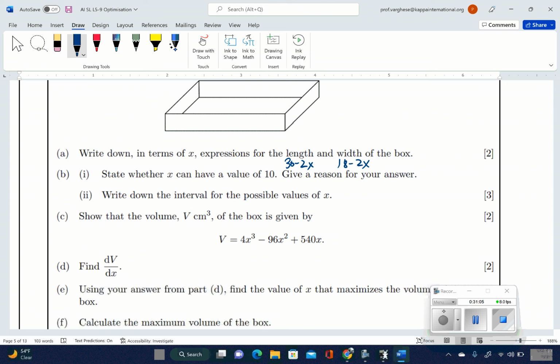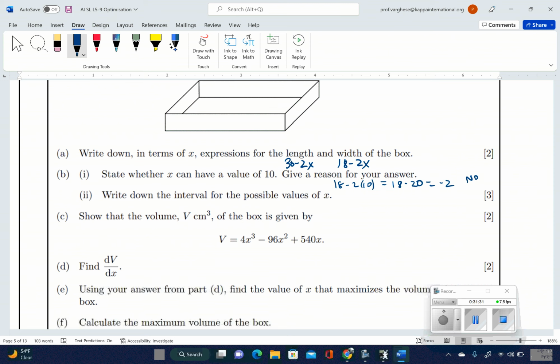So the easiest way to do that is to pick the smaller one. So if I do 18 minus 2 times 10, I'm going to get 18 minus 20, which is equal to negative 2. So no, we can't have a width that's negative. So the answer is no, because of exactly that, right? X cannot have a value that is negative.